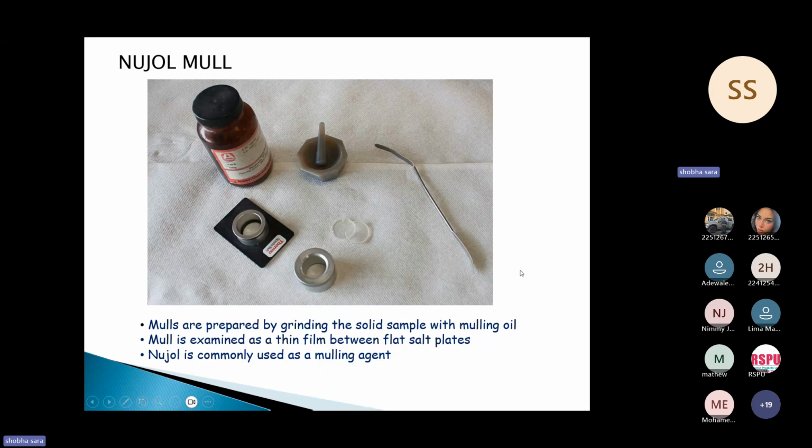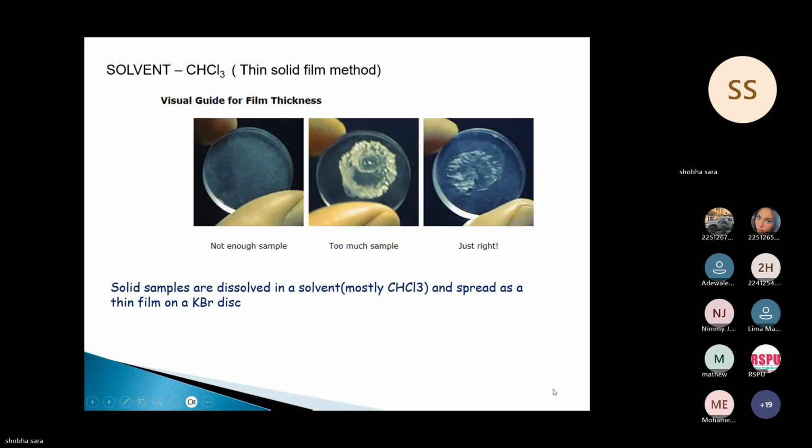Next is the thin solid film method. We can use some solvents like chloroform, carbon tetrachloride in FTIR. They don't have any interference with the spectra. So we dissolve the solid samples in those solvents, mostly chloroform, and dissolve it properly. Then we take a thin film on a KBr disc.